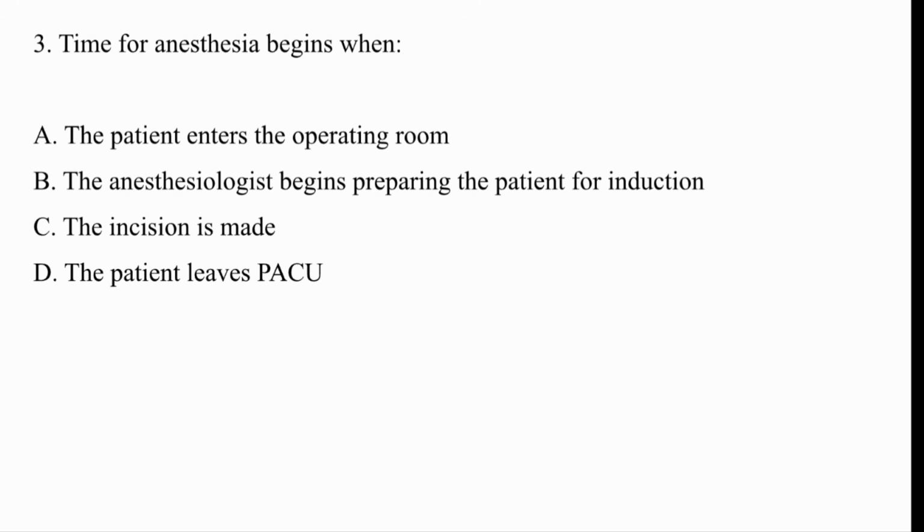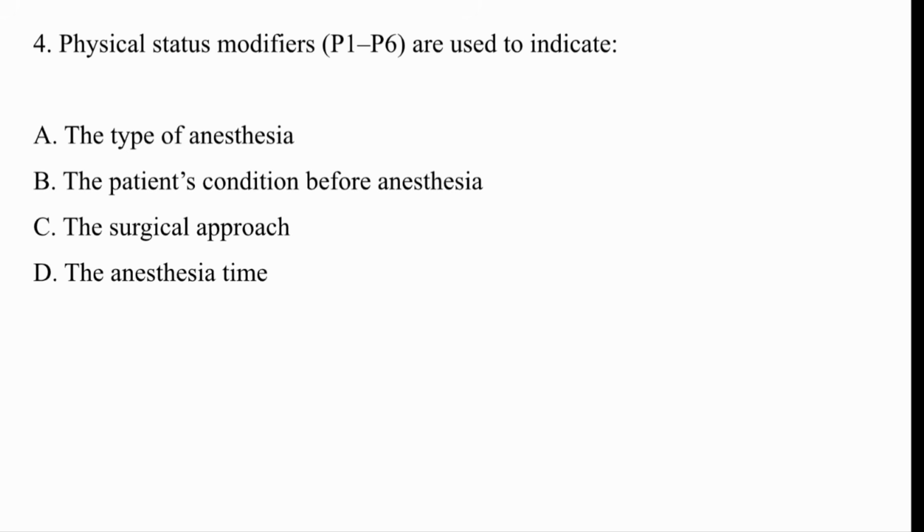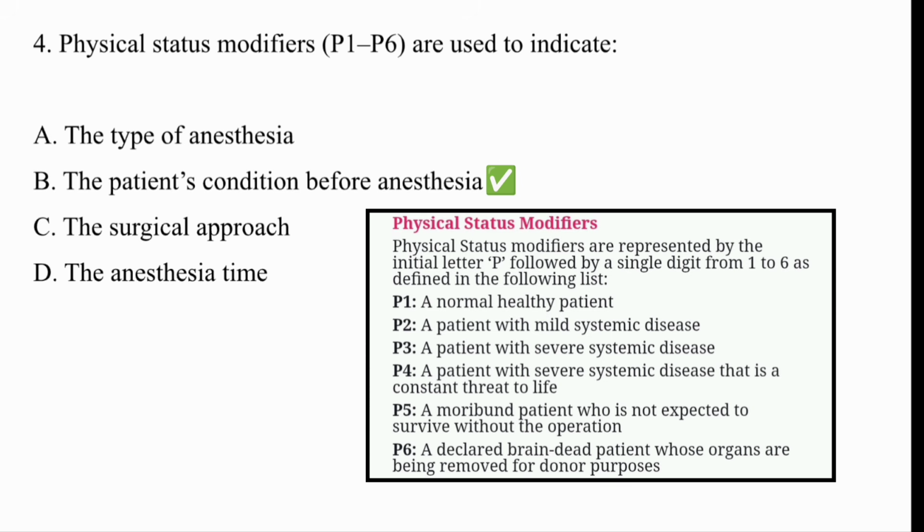Next question. Physical status modifiers P1 to P6 are used to indicate option A, the type of anesthesia, option B, the patient's condition before anesthesia, option C, the surgical approach, option D, the anesthesia time. The correct answer is option B. Physical status modifiers describe the patient's pre-anesthesia health status. You can see the physical status modifiers.